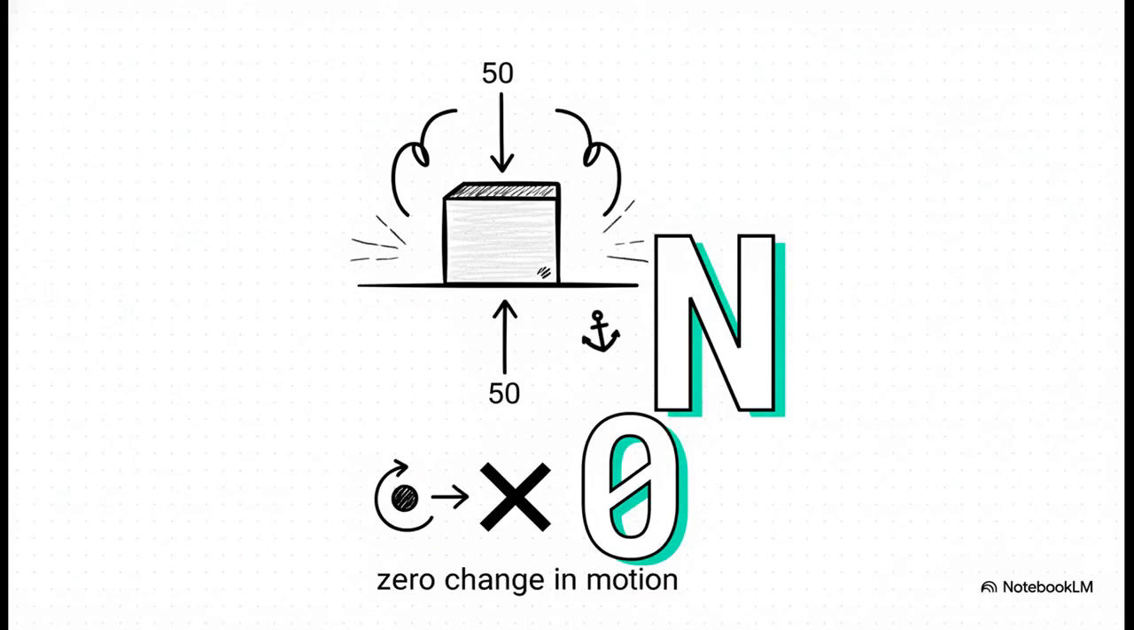But what happens if the forces are balanced? Let's go back to our trusty box on the table. If its weight is 50 newtons pulling down and the table's normal force is 50 newtons pushing up, well, they cancel each other out perfectly. The resultant force is zero, a big fat zero. And when that happens, there is absolutely no change in motion. The box just stays right where it is.